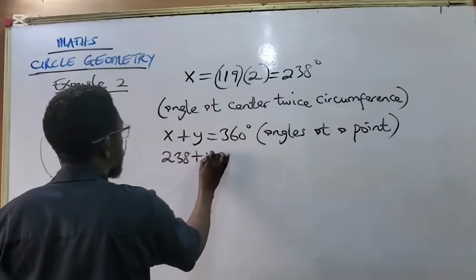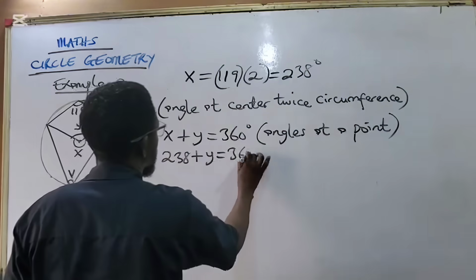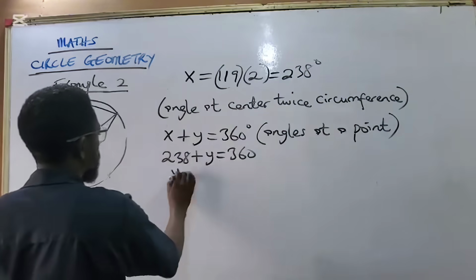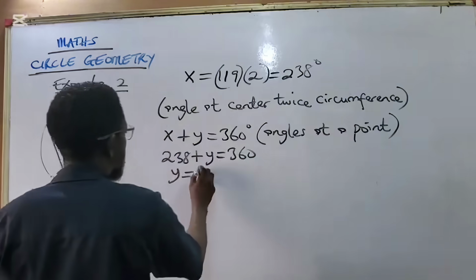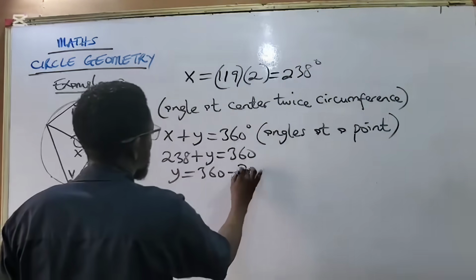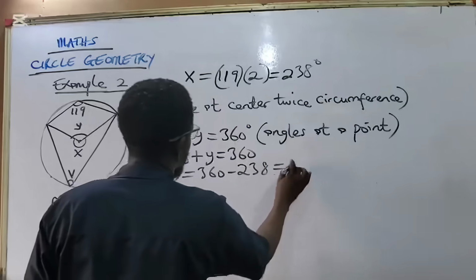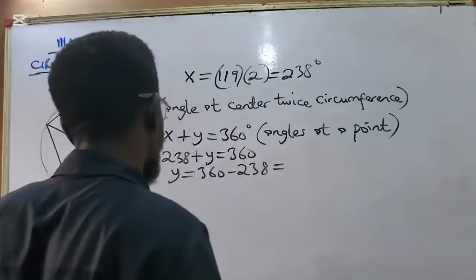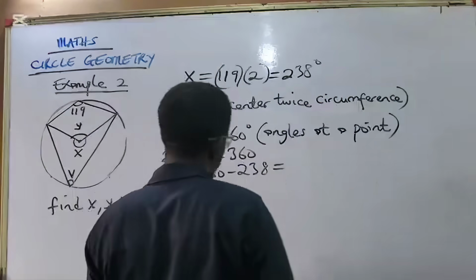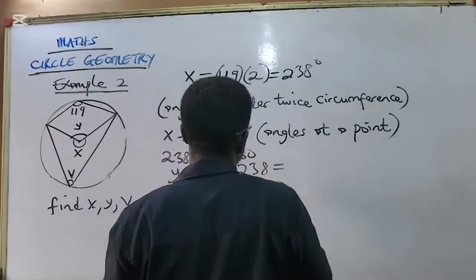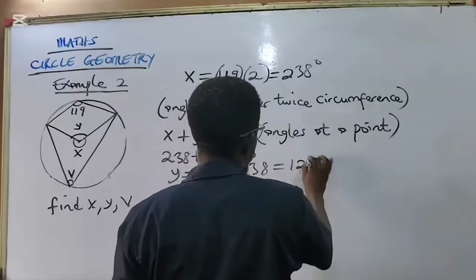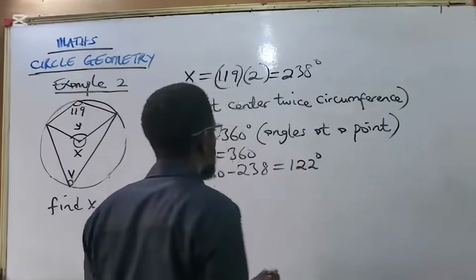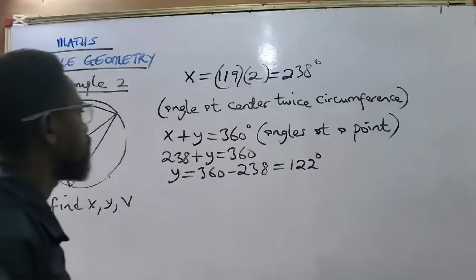Now x is 238, plus y equals 360. So y will be 360 minus 238. That is 122 degrees.